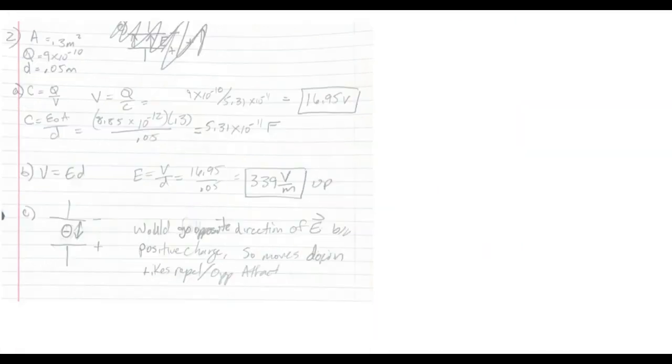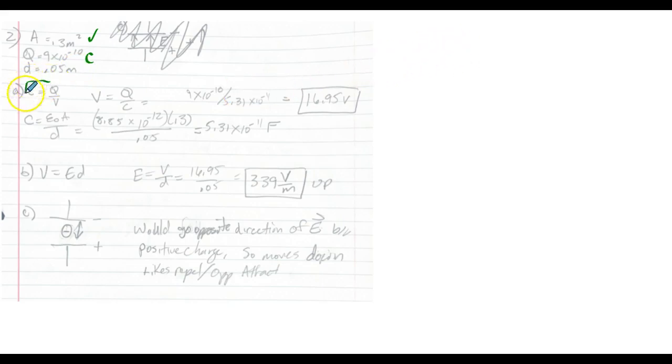For the second one, it's a capacitor problem. It tells you information about the capacitor. It says the area of the capacitor is 0.3 meters squared. The charge collecting on the capacitor is 9 times 10 to the negative 10th coulombs. And the separation between them is 5 centimeters, which turns out to be 0.05 meters. So in part A, it wants to know what's the potential difference between the plates.